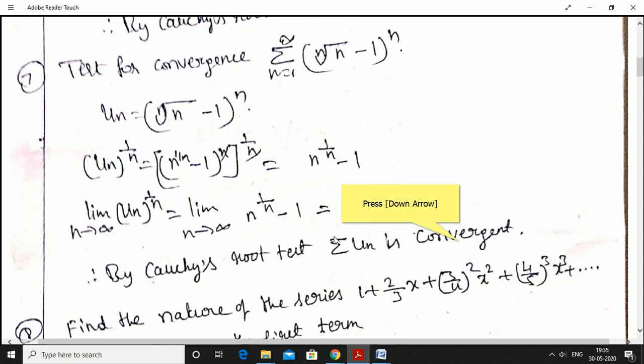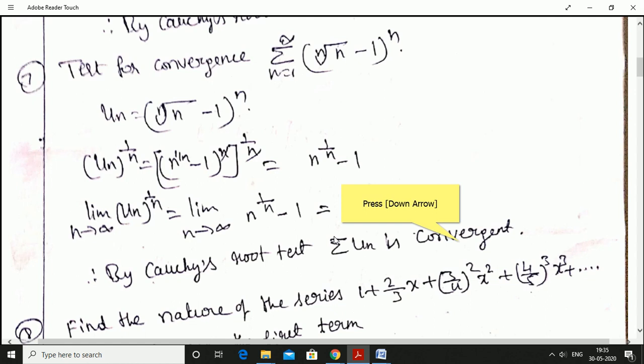Next problem. Test for convergence of the series sigma n equal to 1 to infinity, (nth root of n minus 1) whole power n. Here un is (nth root of n minus 1) whole power n. Consider un to the power of 1 by n. The nth root of n can be written as n to the power of 1 by n, so (n to the power of 1 by n minus 1) whole power n, whole to the power of 1 by n. The 1 by n cancels. What remains is n to the power of 1 by n minus 1.